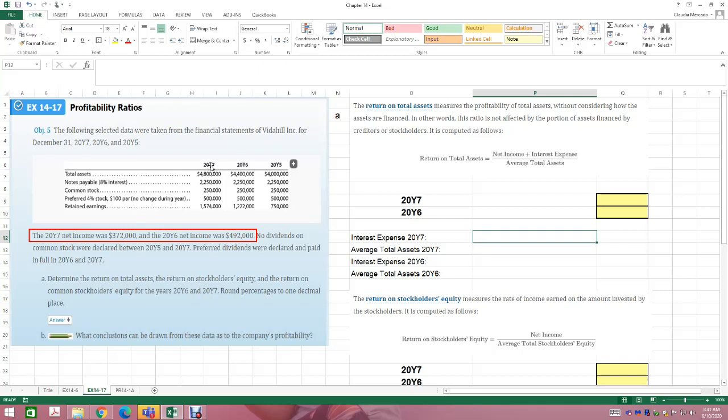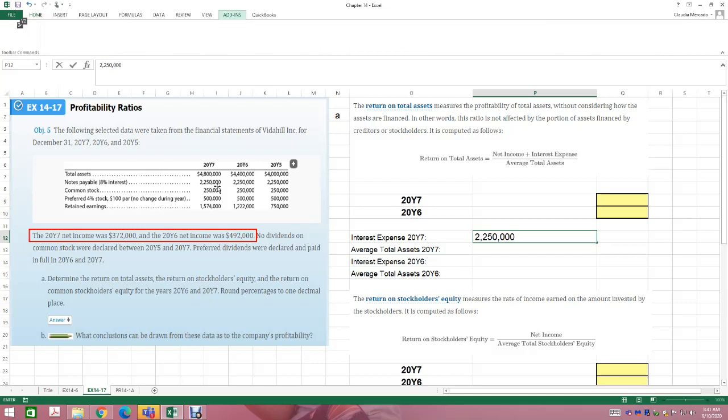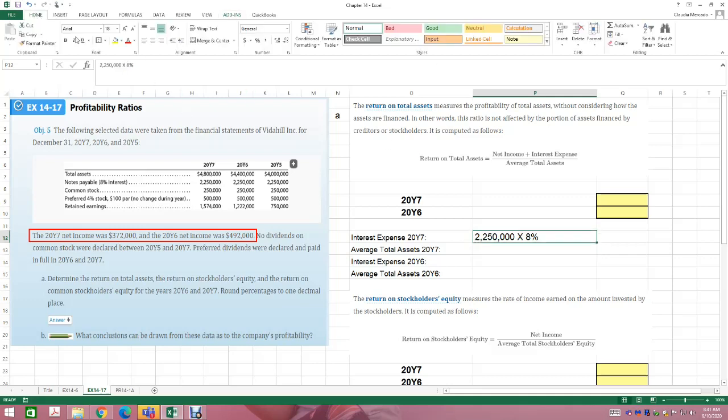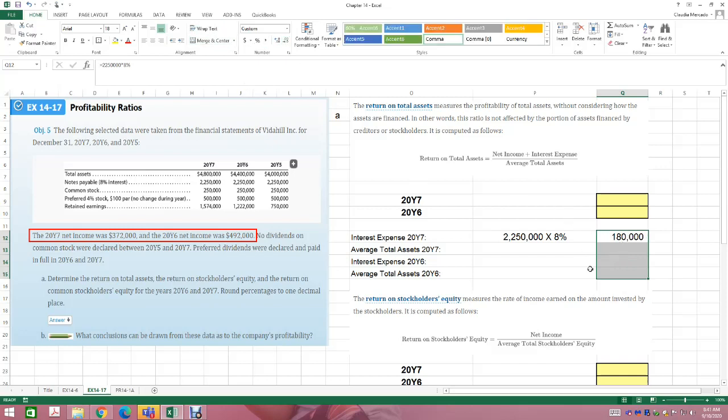So let's look at 20Y7 first. My note is $2,250,000. I'm going to multiply it times my interest rate, which is 8%. So it's going to be $2,250,000 times 8%, and that's going to give me $180,000 of interest. So that is my interest expense calculation for 20Y7.